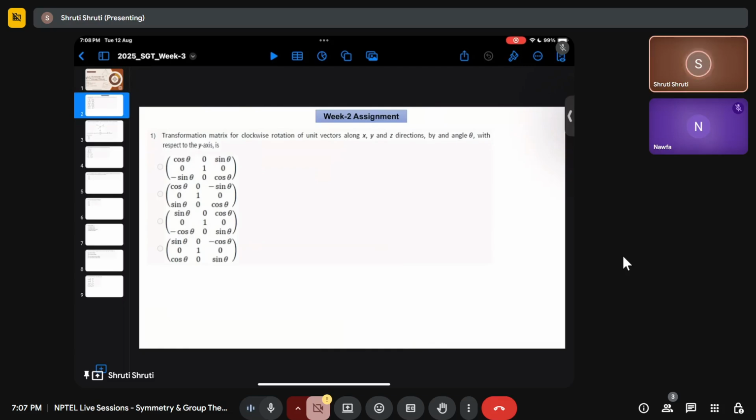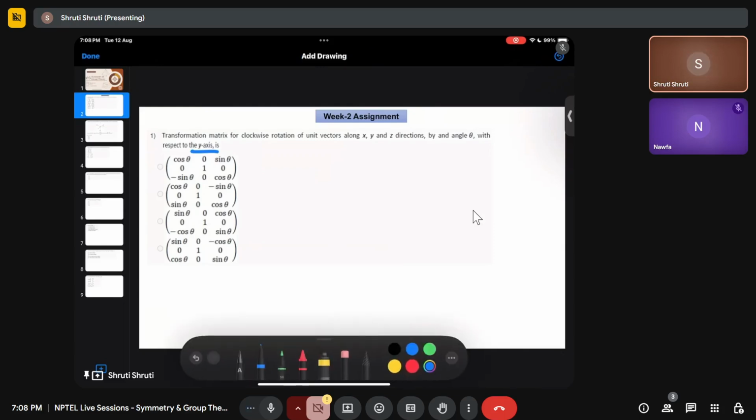Okay, so the first question is: transformation matrix for clockwise rotation of unit vector along xyz direction by an angle theta with respect to the y-axis. So this question has been discussed in the lectures. Have you watched the lectures? Yes, ma'am. Okay. So how do we do it is, we have to do a rotation with respect to the y-axis.